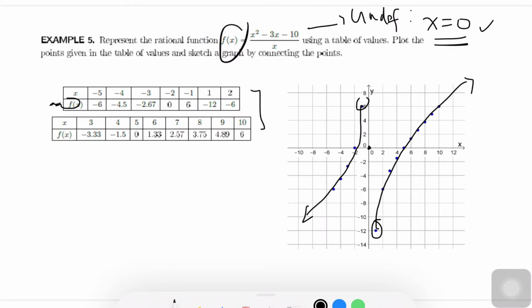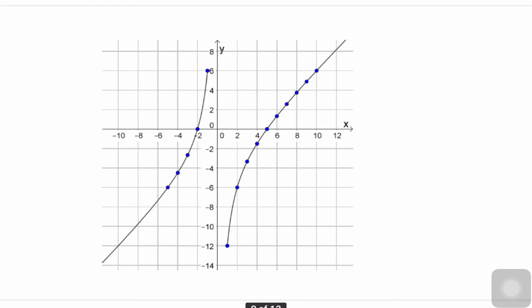So again, the same with example 4. This is not a smooth curve. It is piecewise, it is broken apart. It looks like it is broken, okay?